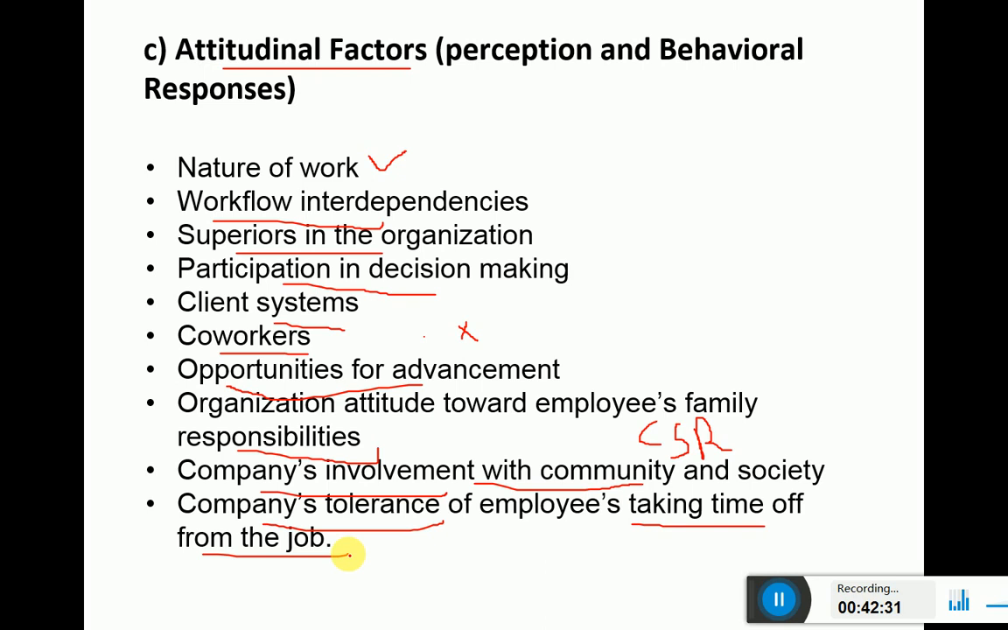Now, all these were the different factors that the researcher must collect when he is studying the organization, management, or the organizational background.